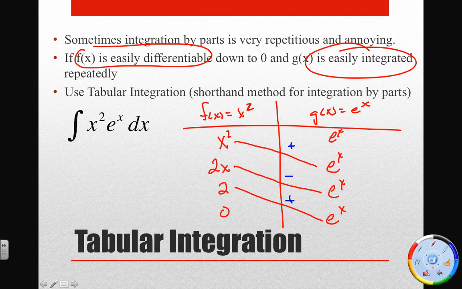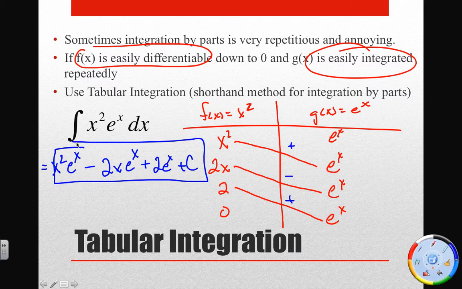Plus, minus, plus, minus, plus, minus, all the way down. And here's what's super cool. Your answer is x squared e to the x minus 2x e to the x plus 2e to the x plus c. And guess what? You didn't have to do any integration by parts. You could use tabular integration. So nice, so easy. And you could continue this forever. Maybe you started with x to the 6th power. Eventually you get down to 0. It just takes a lot longer.